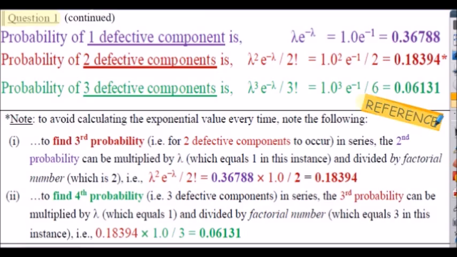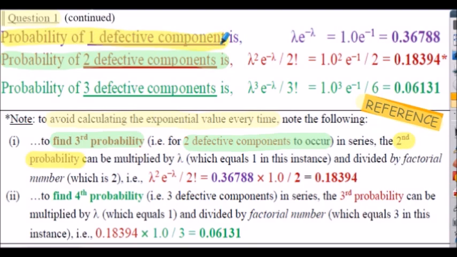This slide is purely for reference and it shows us a slightly quicker way of calculating terms in the Poisson distribution that avoids calculating the exponential value every time. So for example, if we consider the third probability, that's for 2 defective components to occur. That would be this probability shown here. We can consider the second probability, that would be for 1 defective component, calculated here, to be multiplied by lambda, which equals 1 in this particular problem, and divided by the factorial number.